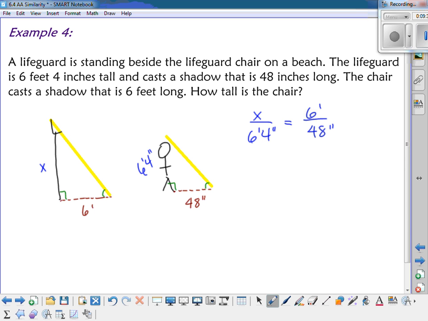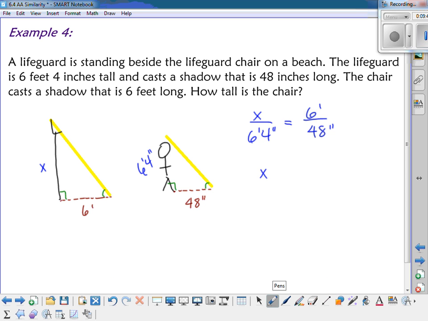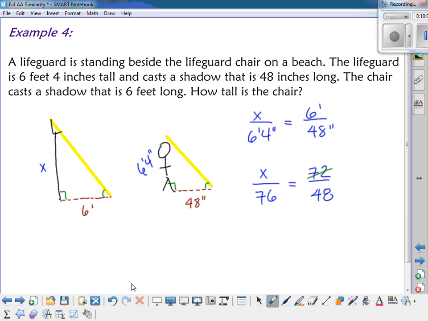Well, all my units are mixed up here, so I need to convert them. And it's going to be easiest to convert everything to inches. So my x stays the same. 6'4" is 76 inches, and 6 feet is 72 inches, and then we already have our 48 inches. Now before I cross multiply, I notice that I can reduce the fraction on the right. 24 goes into both of those numbers, goes into 72 3 times, and into 48 2 times.